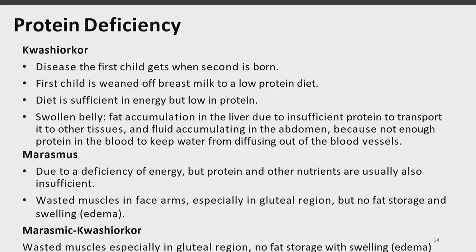One other thing, protein deficiency that I wanted to highlight here. We talked about protein deficiency and how it can present itself in 3 different ways. Protein deficiency can result in kwashiorkor. Kwashiorkor is a Ghanaian word from West Africa, which locals used to refer to diseases of the first child.